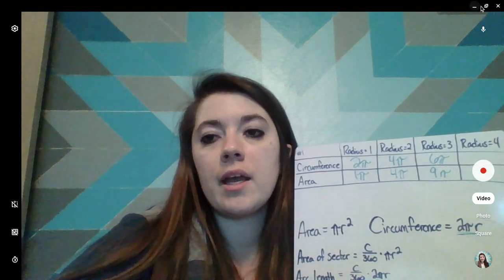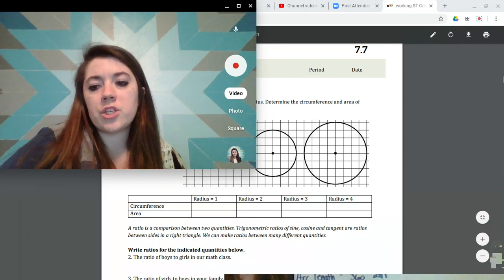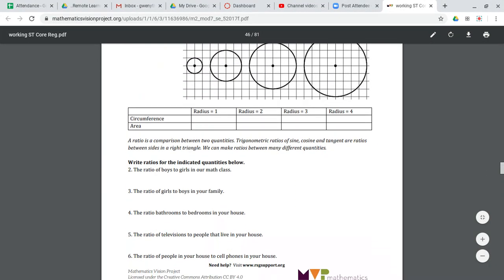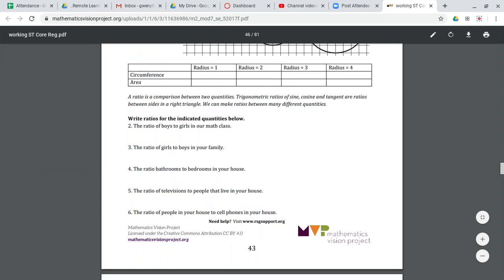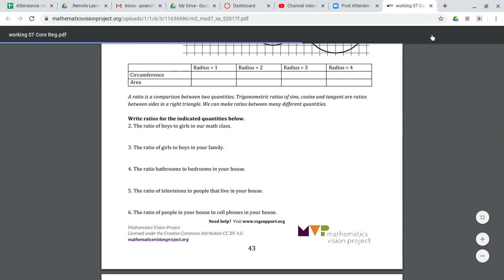All right, the next thing we are looking at is ratios. So we have these ratios down here. A ratio is a comparison between 2 quantities. The trigonometric ratios of sine, cosine, and tangent are ratios between sides in a right triangle. We can make ratios between many different quantities. So what we're looking at here is we want to write the ratios for the indicated quantities below.